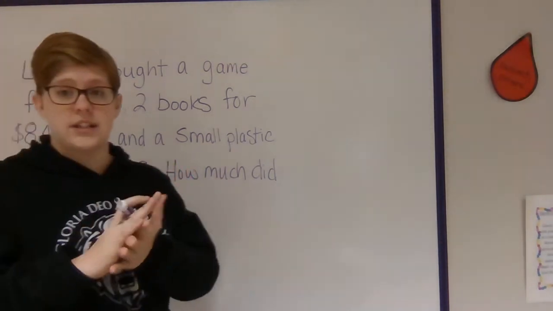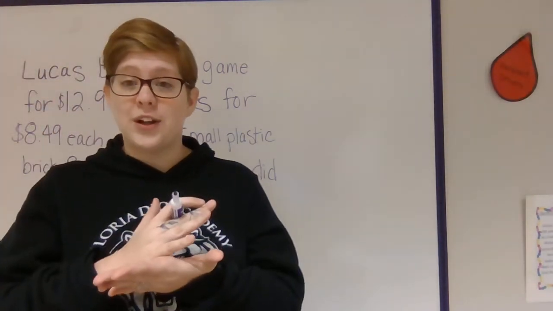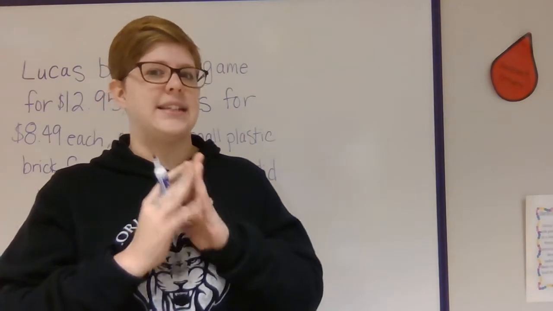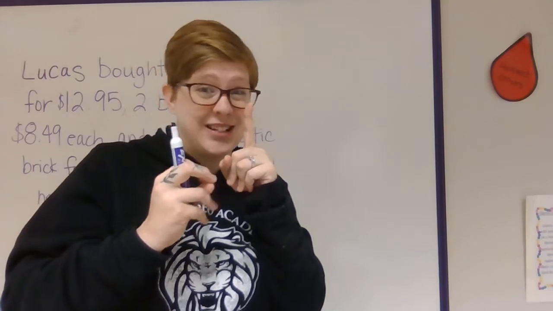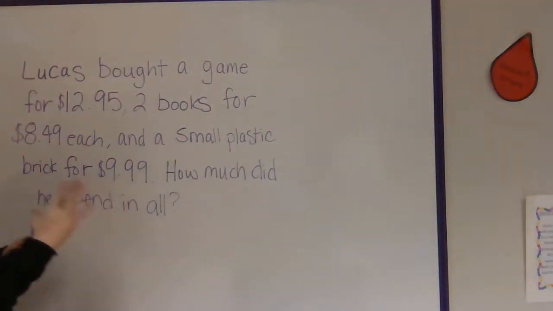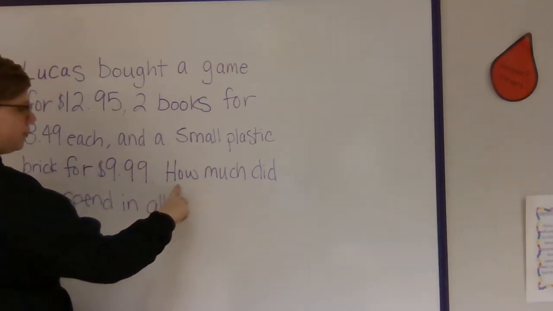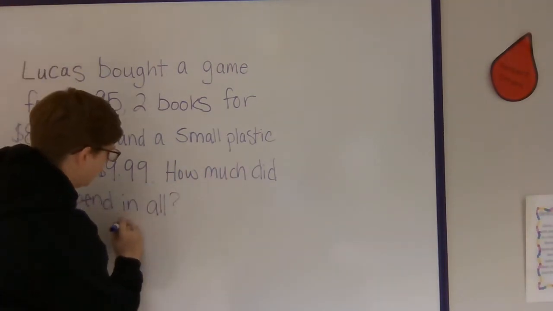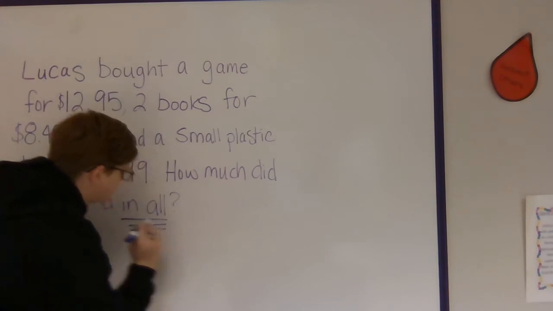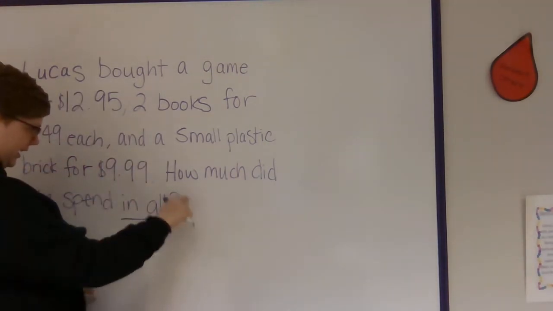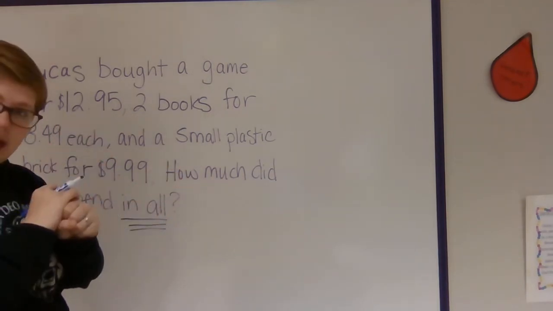The very first thing that we want to do whenever we're looking at word problems is to look at the very last sentence. So the first thing we're going to do is go to the last thing, okay? It helps us to see what they're looking for so we know what kind of problem we need to do. How much did he spend in all? In all is an important keyword because it means that I'm going to be adding everything together.